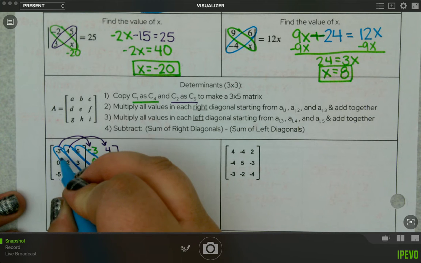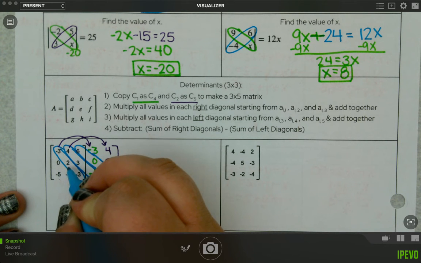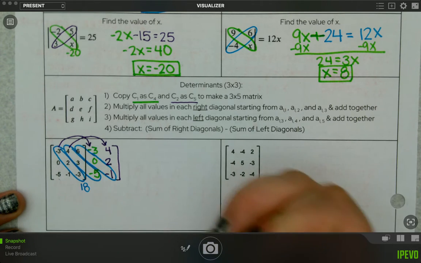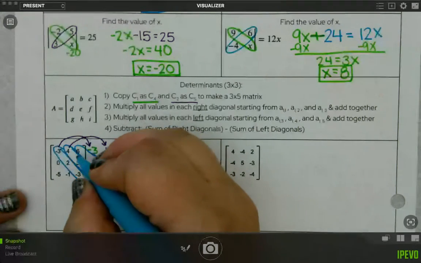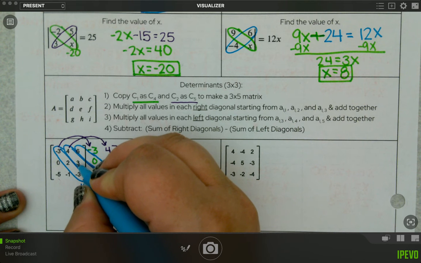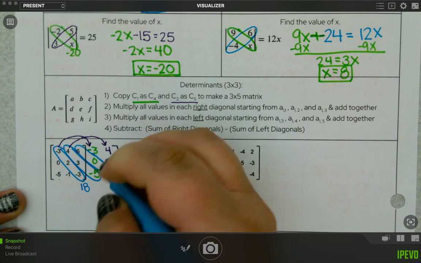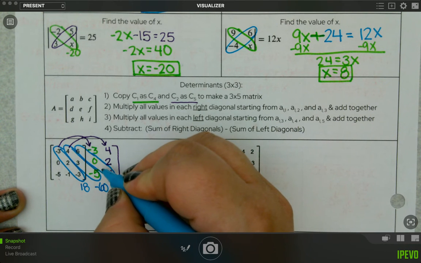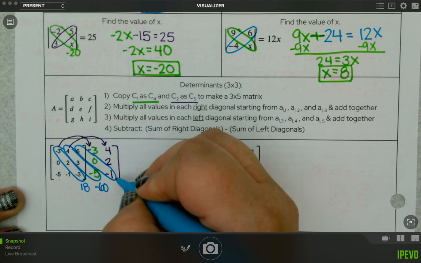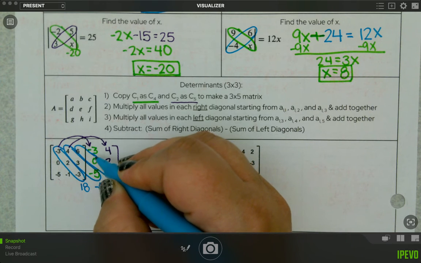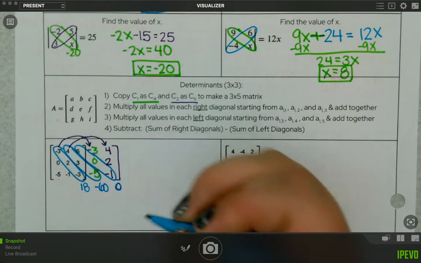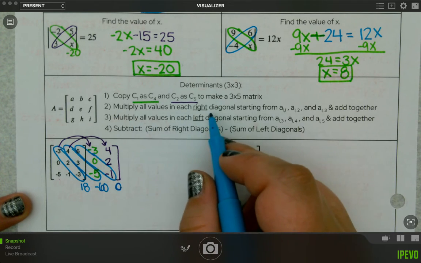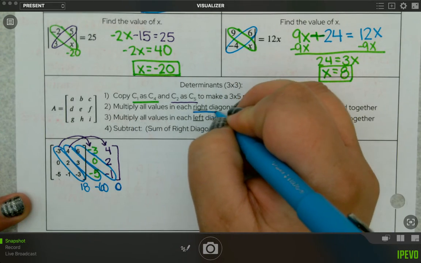So negative 3 times 2 is negative 6. Negative 6 times negative 3 is 18. 4 times 3 is 12. 12 times negative 5 is negative 60. 6 times 0 is 0. Doesn't matter what's down here because we have that magic 0, and when you're multiplying by 0, everything else becomes 0. So that's step 2, is multiply the values in each right diagonal.